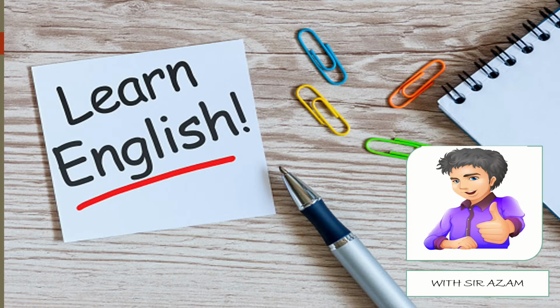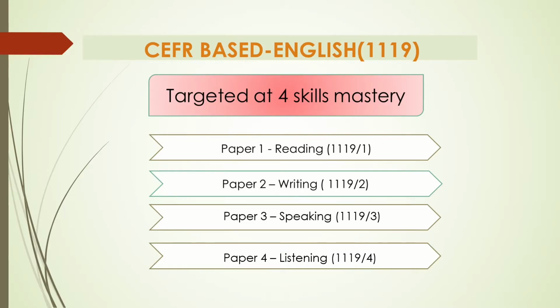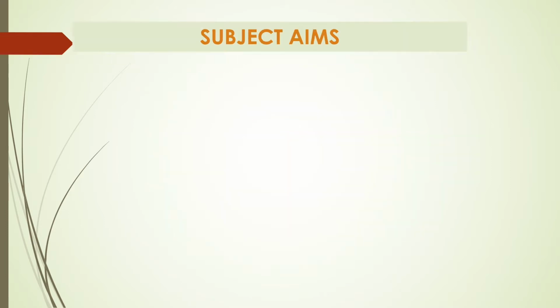Okay, so we will continue learning English today with Form 4, Part 1 and Part 2 for reading. Okay, so the CEFR-based English is targeting 4 skills mastery: Paper 1 reading, Paper 2 writing, Paper 3 speaking, and Paper 4 listening.